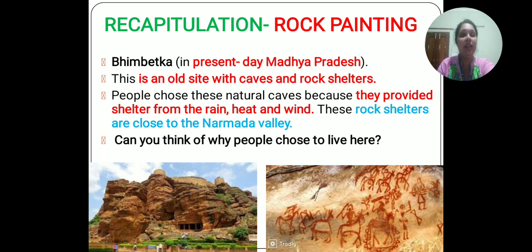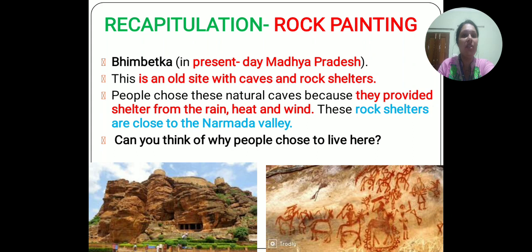Bhimbetka in present day Madhya Pradesh. Earlier it was known as Bhimbetka, and now we know this state as Madhya Pradesh. This is an old site with caves and rock shelters. This place has old sites where archaeologists find evidence about the early people, the hunter gatherers, and it also has rock shelters.